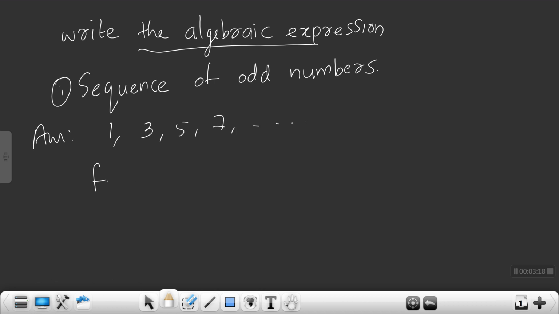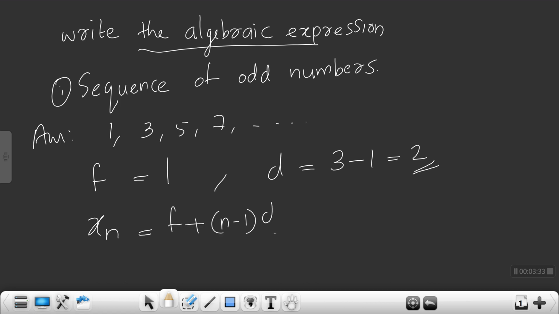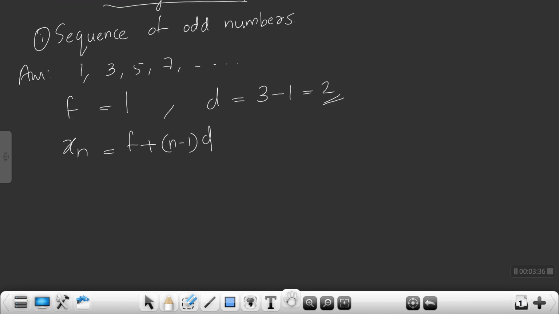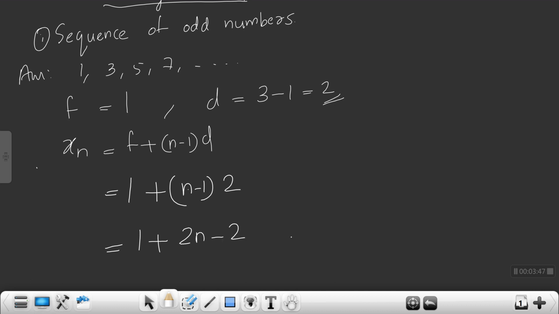Here, which is the first term? The first term is 1 and the common difference is d equals 3 minus 1 equals 2. Then the algebraic expression xn is equal to f plus n minus 1 into d. Here f is 1, so 1 plus n minus 1 into 2. That is 1 plus 2n minus 2, which is 2n minus 1. 2n minus 1 is the algebraic expression of the sequence of odd numbers.